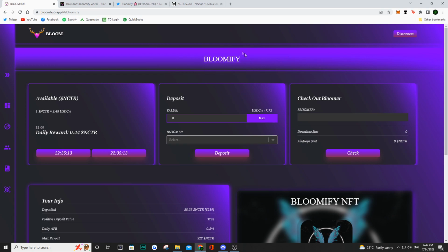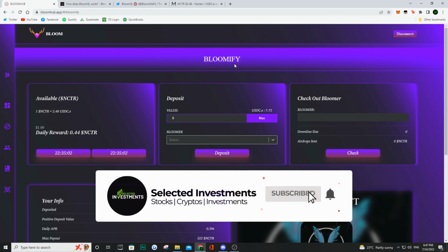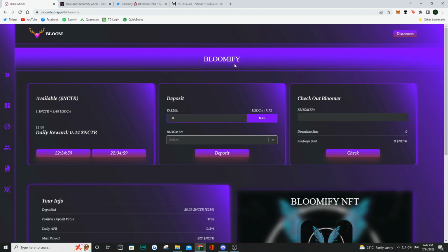Today we're taking a look at a brand new project. This one here is called Bloomify and it launched a few days ago. I believe it was July 20th. We just have a brand new project on our hands and I want to share with you guys what this project is and what this ecosystem is. And I know you guys are going to be asking me, how can we earn 1% or up to 1% on a daily basis? And how is this sustainable? So we're going to get into that, but before we do, let's just take a look at this platform.